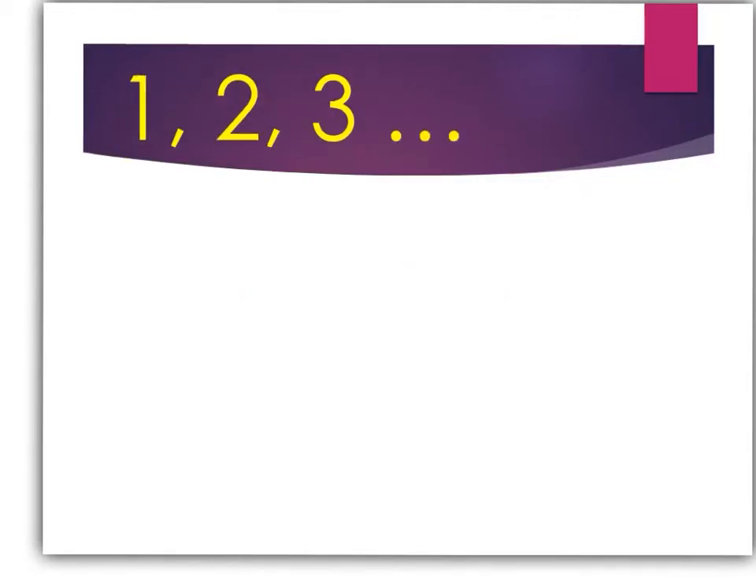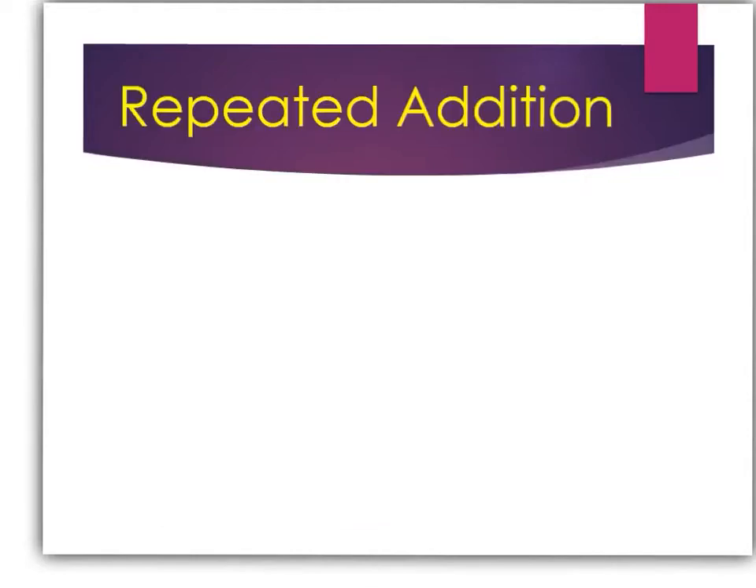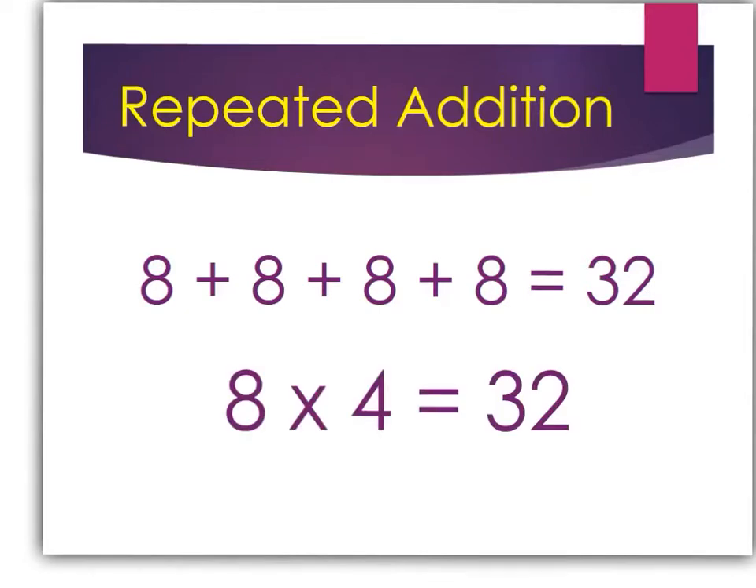Even the symbols that we use for our numbers, 1, 2, 3, and so forth, represent a certain quantity, such as 1 dot, 2 dots, and 3 dots. But did you know that mathematical operations can have shortcuts as well? You probably already know one as repeated addition. Here in this example, we see 8 added to itself 4 times. The shortcut version of 8 added to itself 4 times is 8 times 4.